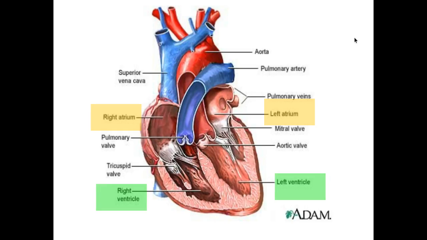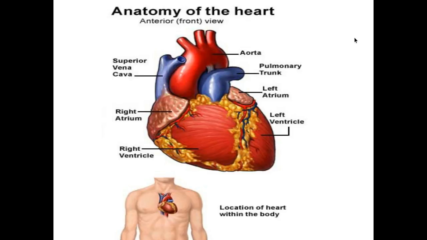So you have a right and a left atria, and you have a right and a left ventricle. Then there's that septum, that thick piece of myocardium, or heart muscle, that separates the right and left sides of the heart.